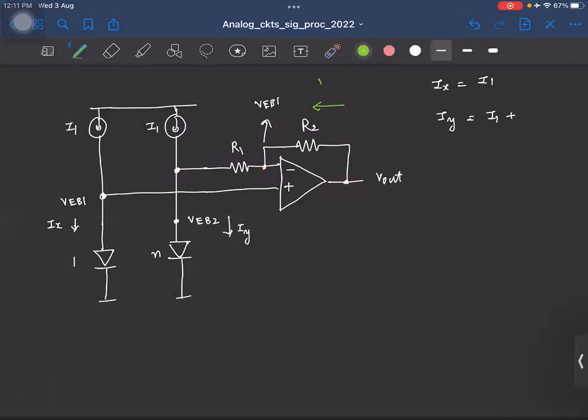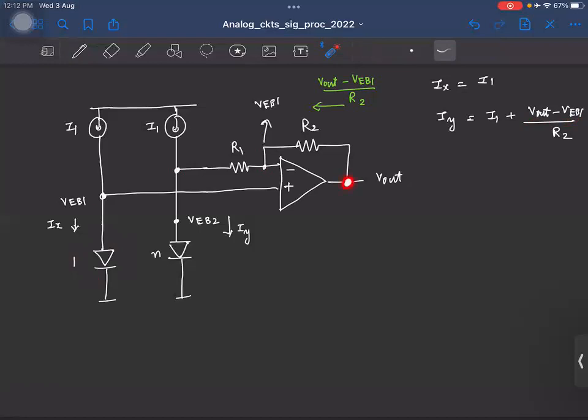So this is basically Vout minus VEB1 by R2. Oh, sorry, R2. Yeah, right. So the total current that is flowing here is this. Now what we have to do, we need to make sure that the same current flows in this diode as well, right? And what is the extra current we need to add? That is Vout minus VEB2 by R2. We have Vout here, right?